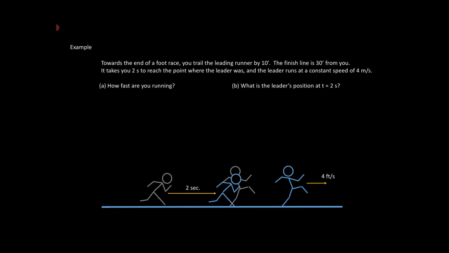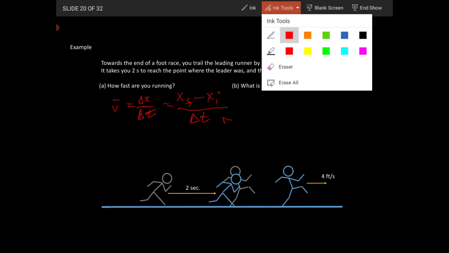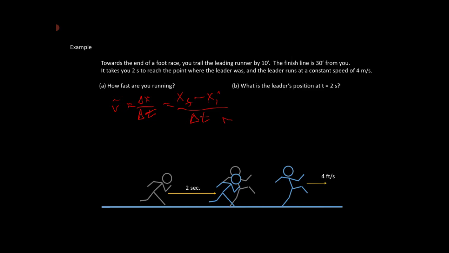We might want to start with the average velocity, which is delta x over delta t, as we just said in the lecture part. That is your final position minus your initial position over the duration it takes you to get there, tf minus ti. This is 2 seconds. This one is your initial position, which is minus 30 feet. This is your final position, which is minus 20 feet.